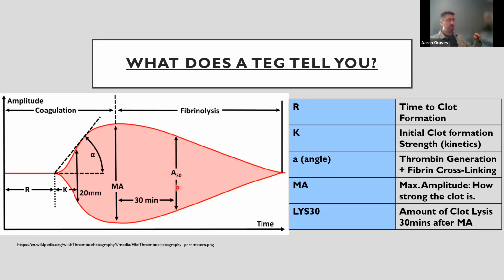And then here it's referred to as the A30. Most places call it the LY30. This is from the time of the maximal amplitude until the time that the clot begins to break down, or rather, sorry, the amount of clot lysis after 30 minutes. So this is measuring how quickly the clot is actually breaking down.